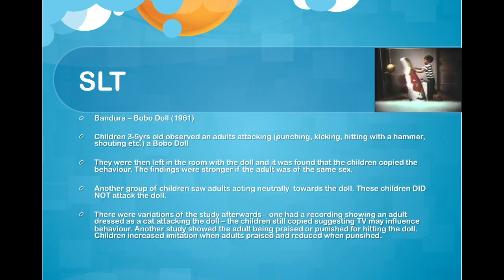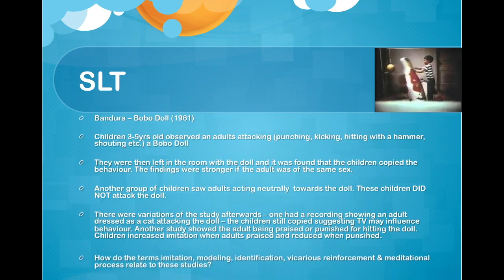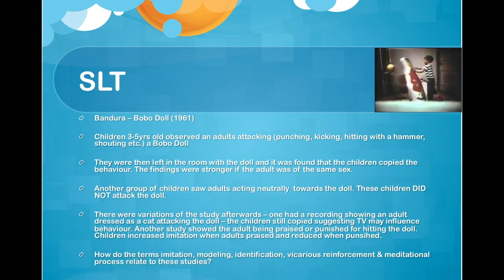So I've presented you with the information. What you need to start thinking about, and what we'll explore more in class, is how this relates to the theory. This was a bit of research. How can you relate that to social learning theory, those key terms that we looked at before? Where does the imitation come in here? What was the modelling? What was the identification? Was there vicarious reinforcement? Were there any cognitive mediational processes happening in either the original study or the variations of the study?